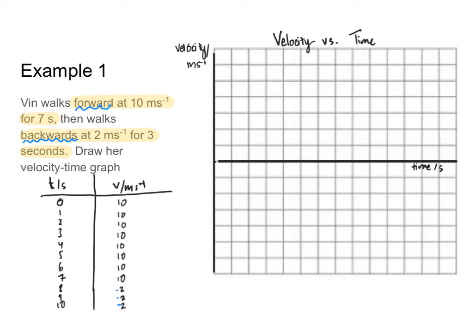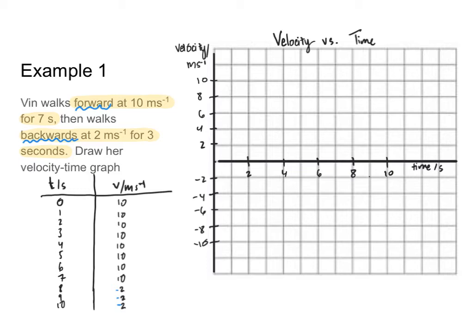So let me go ahead and do that. And I'm going to start by labeling my axes. I'm just going to go ahead and label every 2 seconds. So 2, 4, 6, 8, and 10 seconds. And I'm going to do the same on my y-axis. I have 2, 4, 6, 8, and 10 meters per second. And I've got my -2, -4, -6, -8, and -10 meters per second on my y-axis as well, because I can move both backwards and forwards.